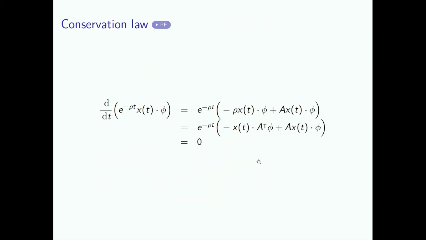You take the time derivative of exponential minus rho t times the inner product of x of t with phi, which is the eigenvector associated to the transpose of A. You take the derivative of that, so the exponential is in factor. The first term corresponds to the derivative of the exponential, and the other term to the derivative of x. Then you remember that phi is an eigenvector for the transpose of A, and just by transposing, you see that you obtain 0. So you have something which is conserved.